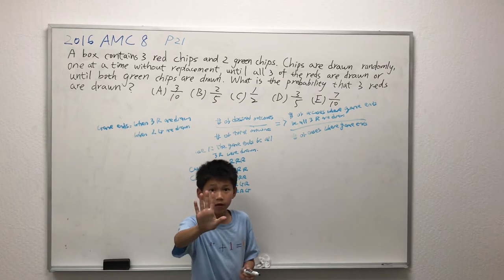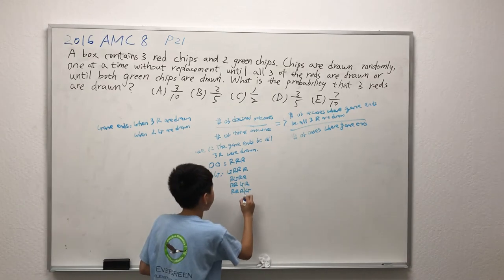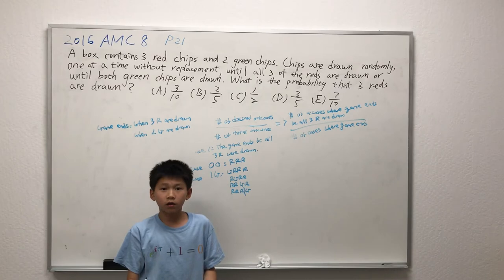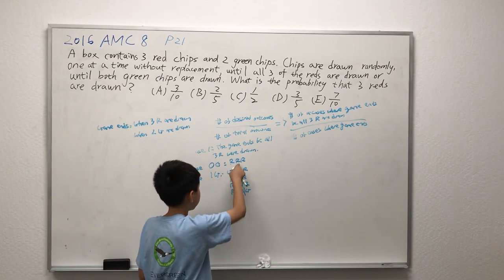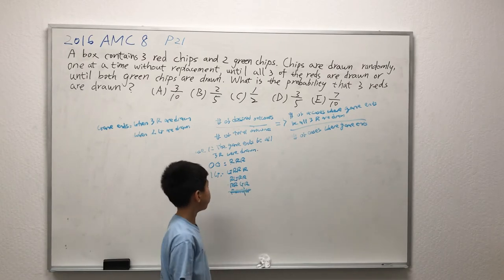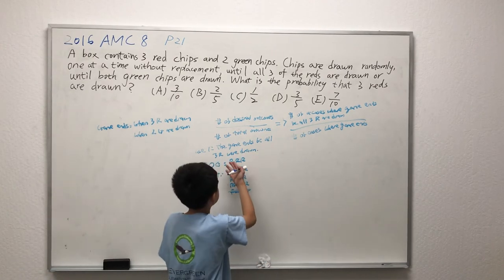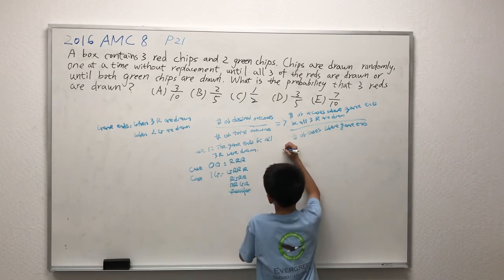But let's stop right here. We see that in this case, the game should have already ended right here because three reds were already drawn. So this is just a repeat of this case, red, red, red. So this case is invalid. These are all the cases for where the game ends because all three reds were drawn. Let's move on to the second case.